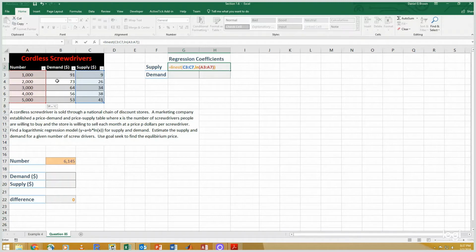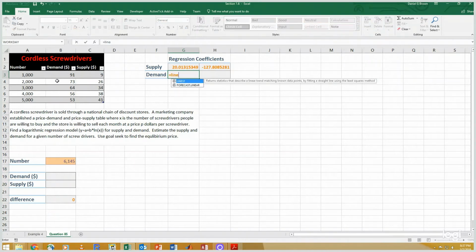And remember, the natural log is a single cell function. Natural log of the number is that number returned. But if used in an array context, ln of A3 colon A7, it will return an array of numbers: natural log of the first number, natural log of the second number, and so on. So this is going to do a linear regression on the natural log of the x values. So I do Control-Shift-Enter to tell Excel this is an array formula, and we get regression coefficients.